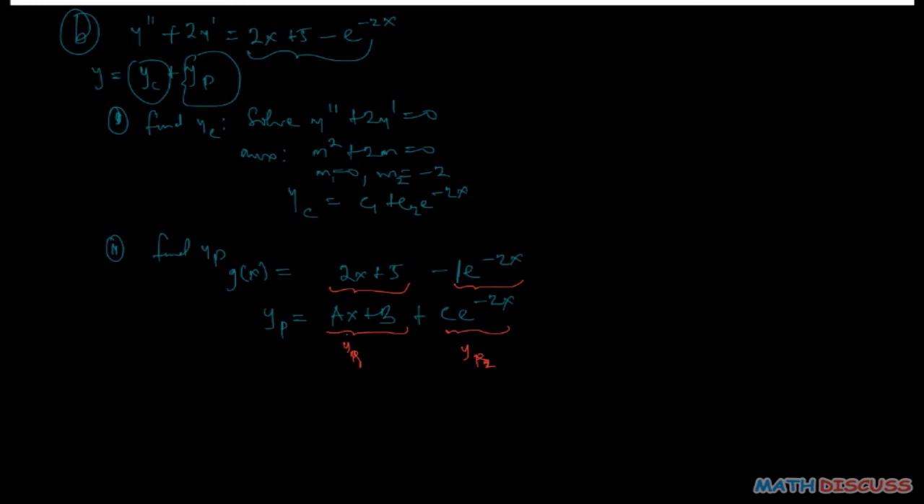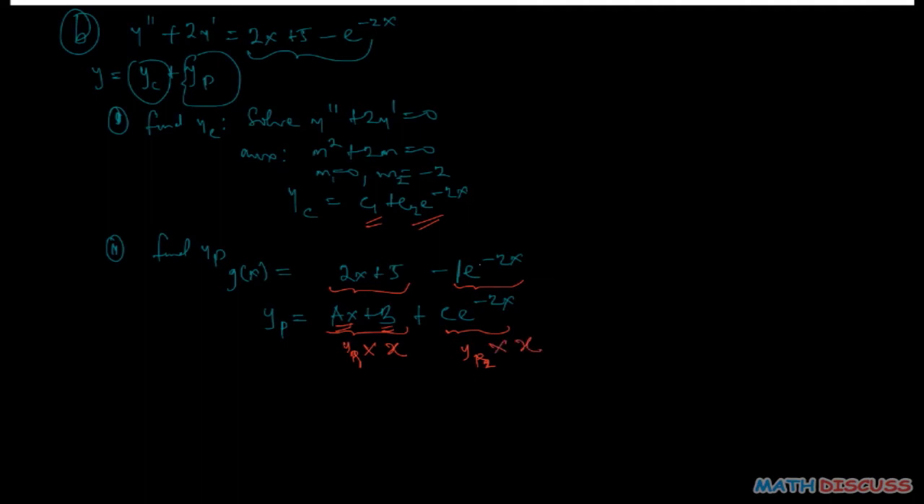I'm going to start with yp1, the linear part. For the linear part, I have a multiple of x here. Do I have a multiple of x in the complementary function? No. I have a constant here. Do I have a constant there? Yes. Whenever you have a twin, you multiply that family by x. I go to the next part. I have a multiple of e^(-2x) here. Do I have a multiple of e^(-2x) in yc? Yes, a constant multiple. So to avoid replication, I multiply this part by x too.